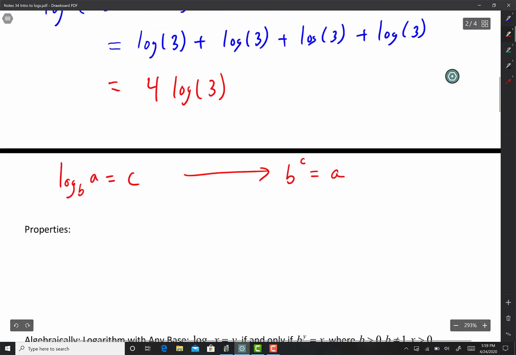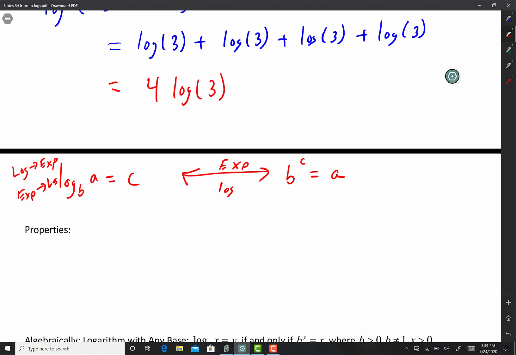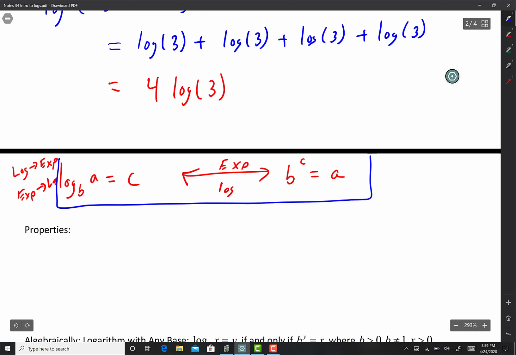So this is how you turn a log into exponential or exponential into log. If you go to the right side, you turn it into an exponential. If you go to the left side, from exponential to log. See, pretty simple, guys. I don't think that's too extreme. I think that's pretty basic.